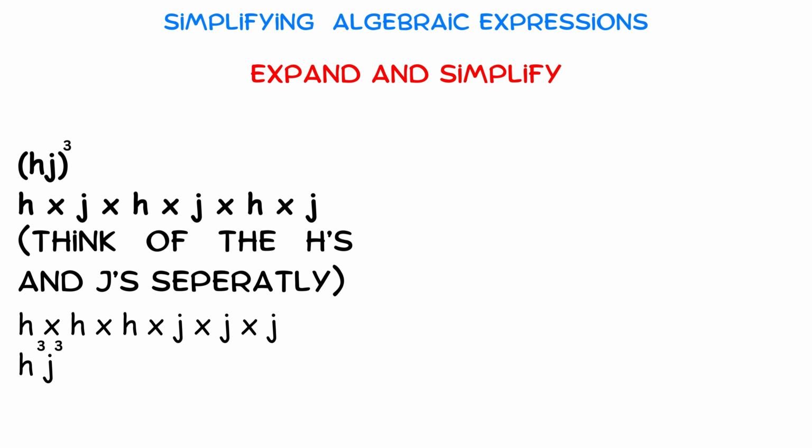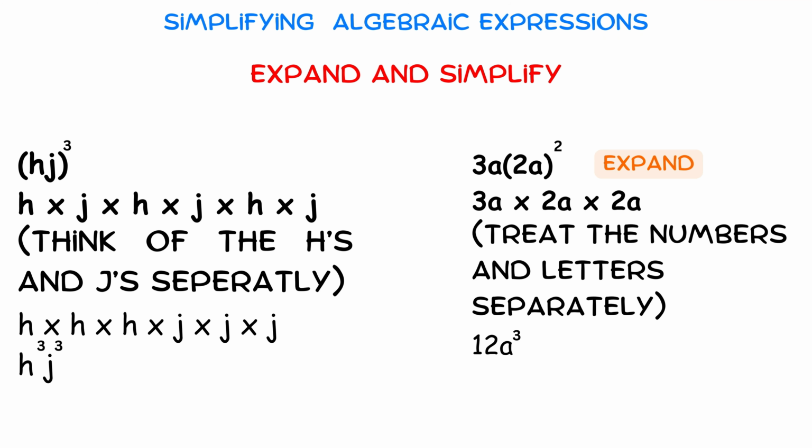For this last question, we've got 3a times (2a) squared. The first thing we want to do here is expand these brackets, so we can change the (2a) squared to 2a times 2a, leaving us with 3a times 2a times a. Next, we can do the same thing as usual and treat our numbers and our letters separately. So looking at the numbers first, we have 3 times 2, which is 6, and looking at the a's, we have a times a times a, which is a cubed, so overall, we've got 6a cubed.